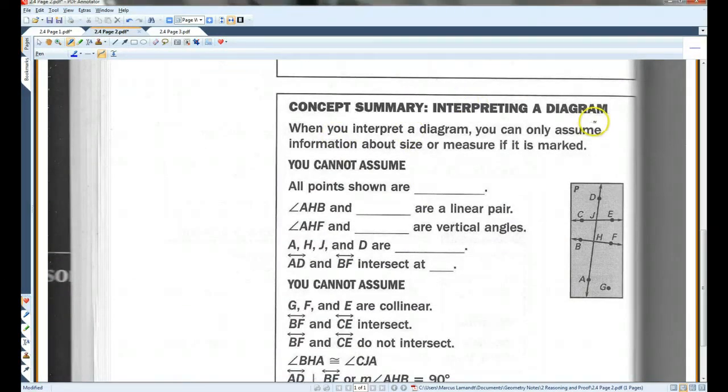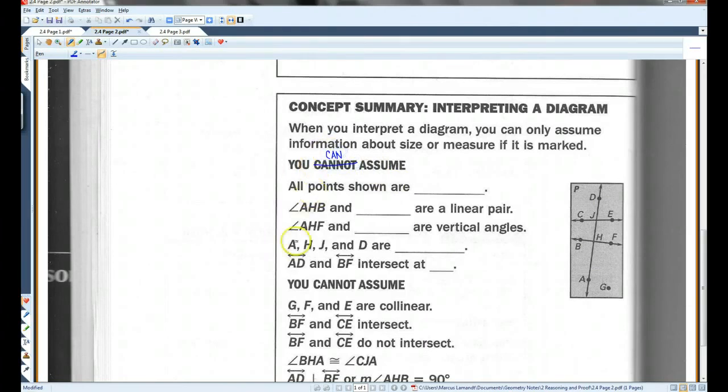Concept summary, interpreting a diagram. When you interpret a diagram, you can only assume information about size or measure if it is marked. Okay, so in a diagram, sometimes it looks like certain things are true. But unless it's marked, unless it's labeled, or you're able to tell from the information given, you cannot assume that certain things are true. Now, there's actually a mistake here. This is supposed to say you can assume.